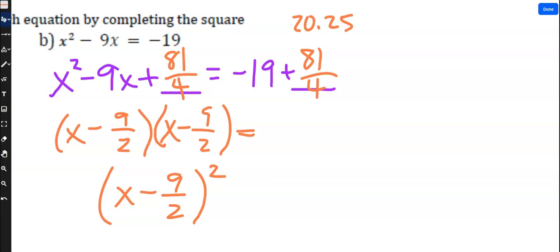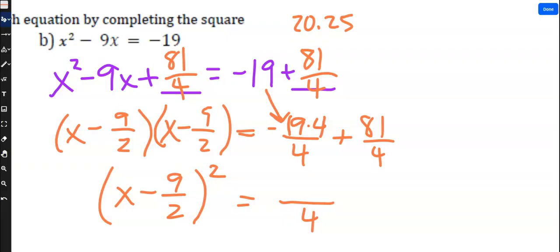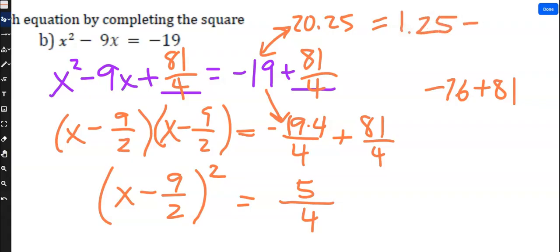So, if I convert this into fourths, that's negative 19 times 4 on the top there, plus 81 over 4, or, let's see here, that's negative 76 plus 81. What is negative 76 plus 81? Isn't that 5? And yes, folks, if you do these two things together, you do get 1.25, which is 5 over 4.